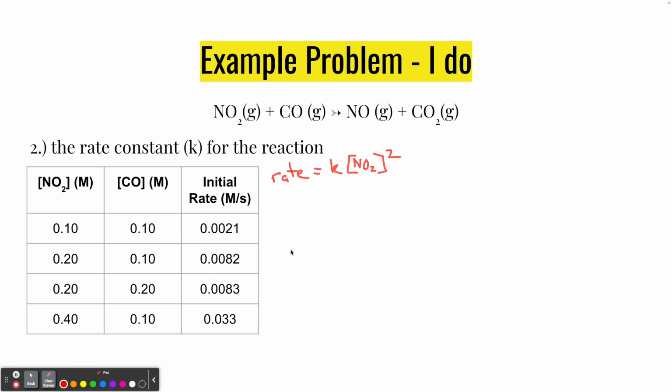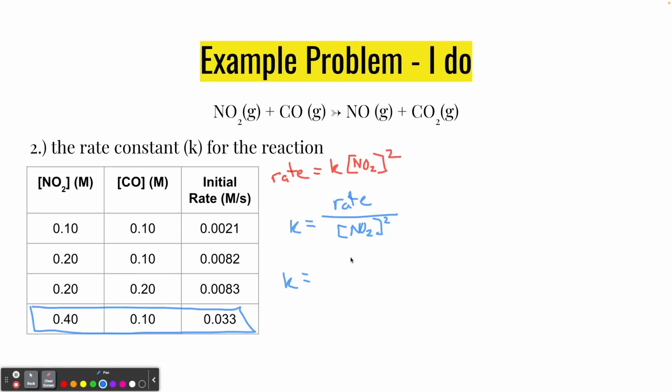Alrighty, now I can do number 2. So all I copied down from number 1 on the previous slide was the final answer, which was the rate equals K times the concentration of NO2 raised to the second power. Okay, so now I'm going to solve for K. So K equals the rate over the concentration of NO2 squared. Okay, so let's plug in some numbers now. So K is going to equal, I'm going to do trial 4 here because we didn't use trial 4 on the previous number.